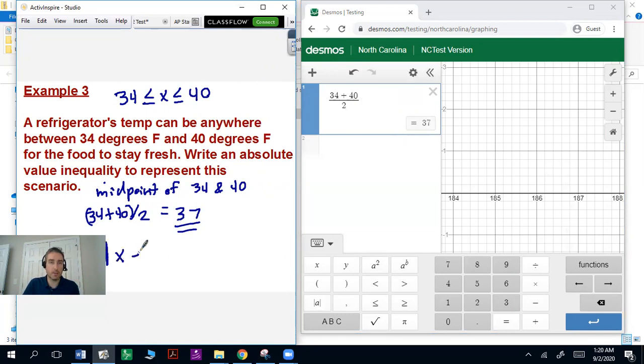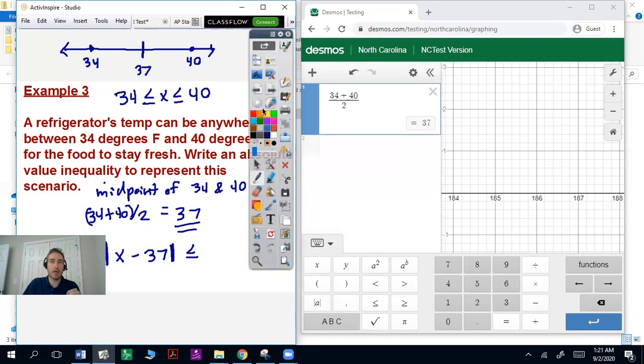You do x minus 37. You do less than or equal to. Now, what is the other number that it's going to be? So I want you to think about a number line or something. All right, you got a number line here. You got 34 down here. That's your low end. You got 40 up here. That's your high end. And you got your middle number.